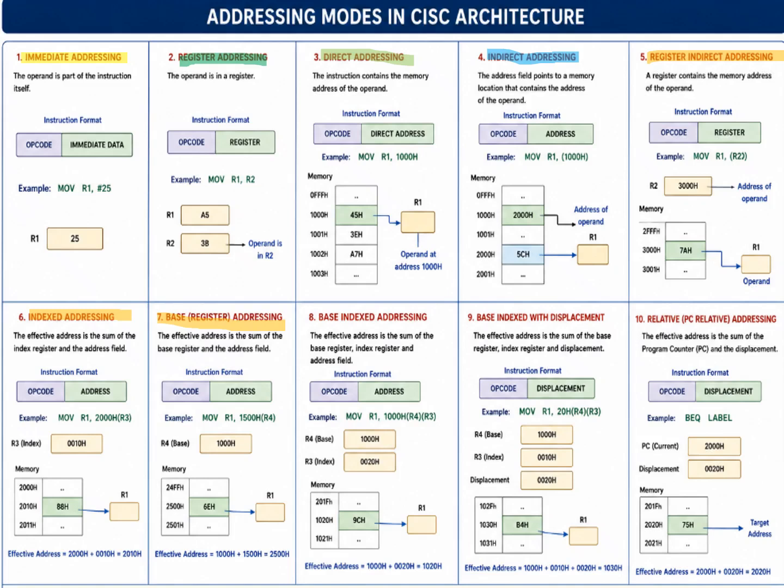Next one is the base index register. Here the effective address is the sum of the base register, the index register, and the address field. The base register is 1000H and the index register is 0020H. The sum of both is 1020H, so this is the effective address. The value at 1020H is 9CH, which is stored in the register.